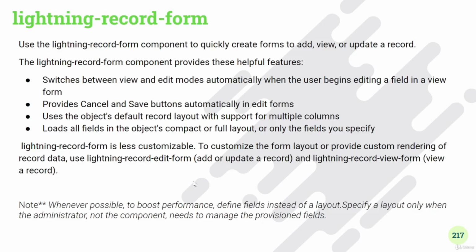It uses the object's default record layout with support for multiple columns. So this form gives us the freedom to choose the column layout, whether you want the form in a one column layout or a two column layout, based on the number you mention in the columns property. Apart from that, you can load the fields based on the compact and full layout, which we'll see in the example.